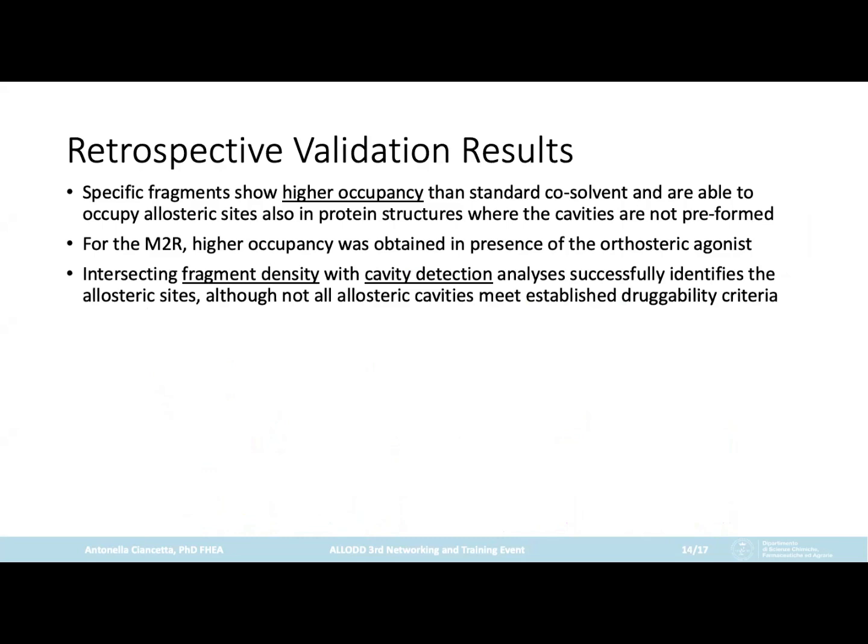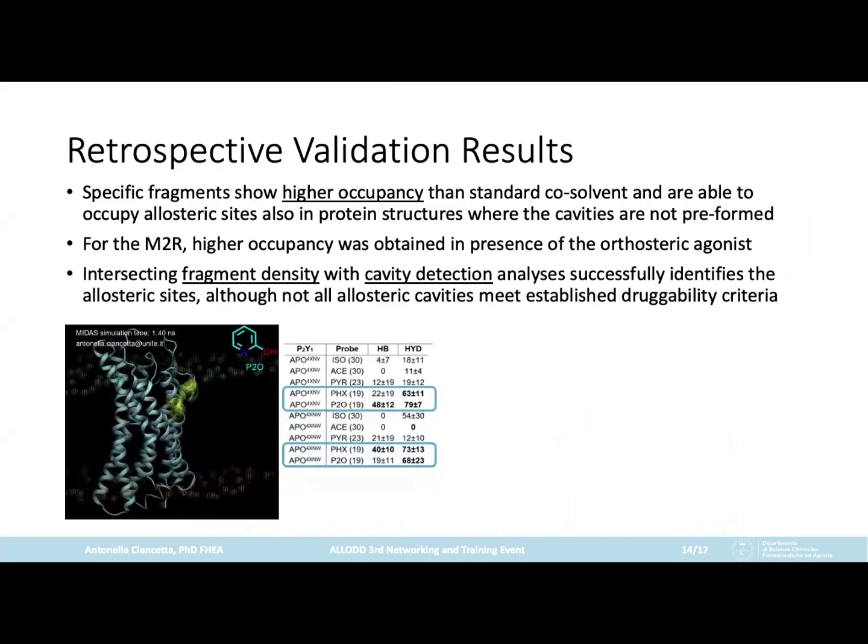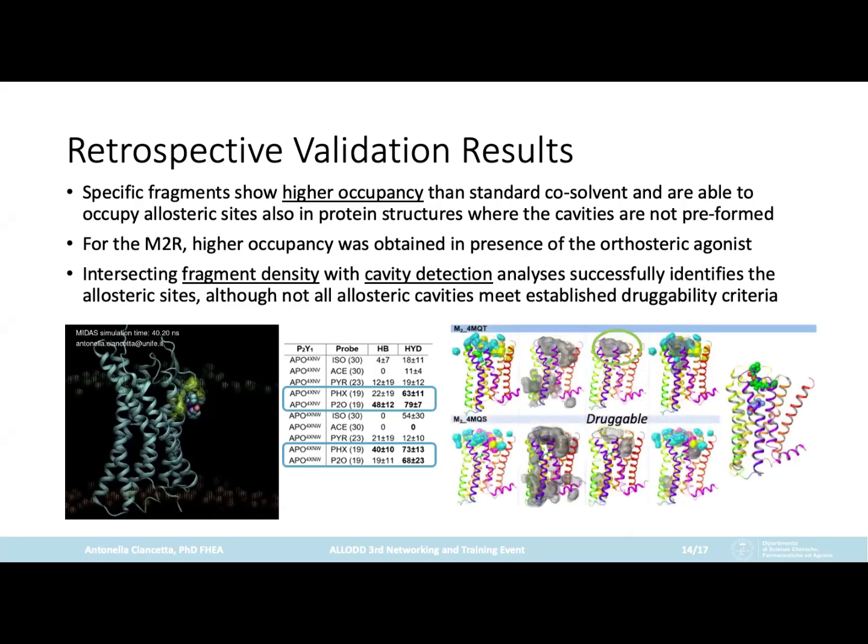The results of the retrospective validation were encouraging. Surprisingly, I would say, the protocol was able to detect and open up the allosteric binding site, also starting from a protein conformation that did not have the allosteric modulator bound, which was something I think extremely satisfactory for us. When we tried the blind analysis, obviously for the sites at the extracellular and intracellular side, there was no problem identifying and prioritizing the pockets, because most of these pockets would show up in the standard cavity analysis as pseudo druggable pockets.